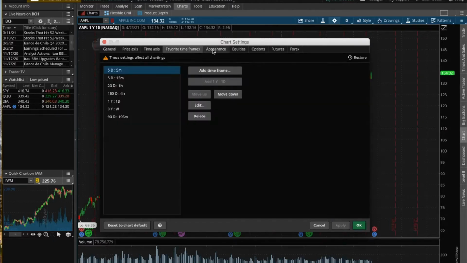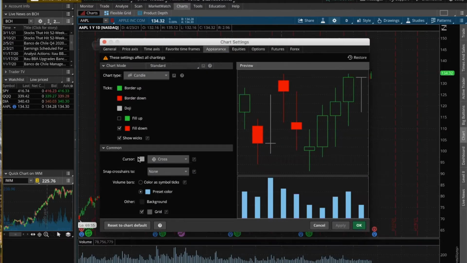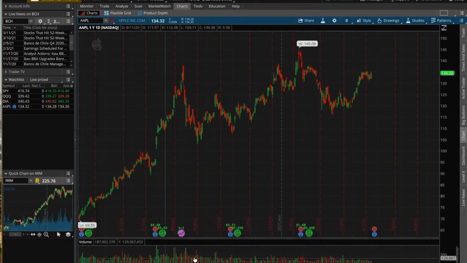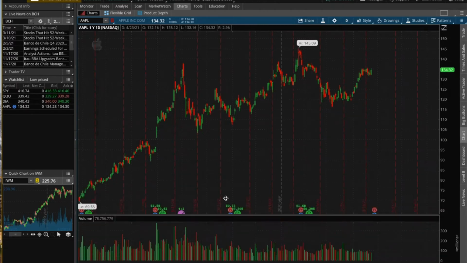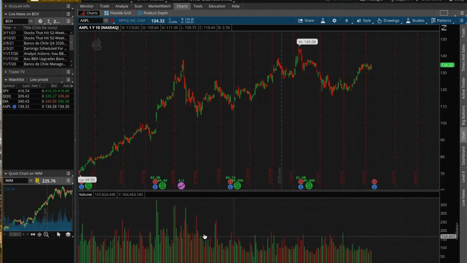Then we're going to go to appearance, and I like to have my volume, these blue bars, match my top bars. So if you hit color as symbol ticks, click apply and then click OK, now you're going to see green and red. Again, this is more for preference. Then I can see when the volume is going up, if there's more sellers or more buyers. And then you could also take it and bring it up, so the volume is a little bit higher.